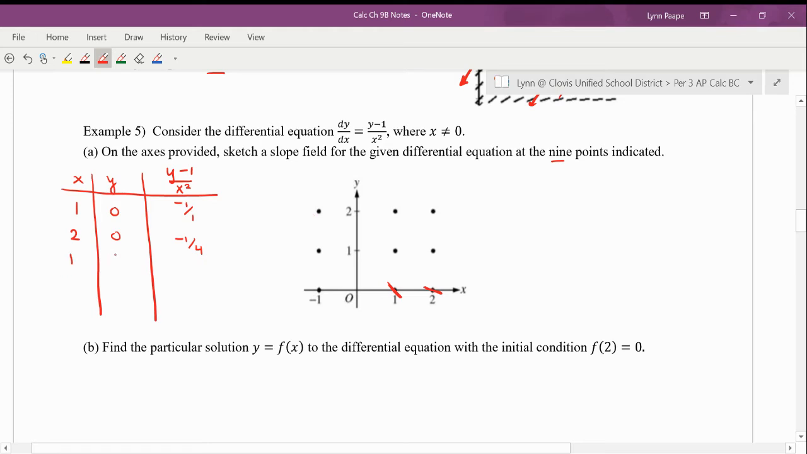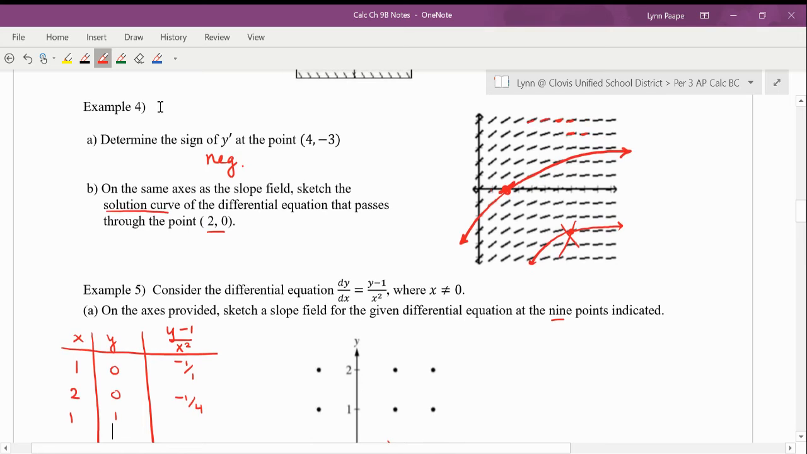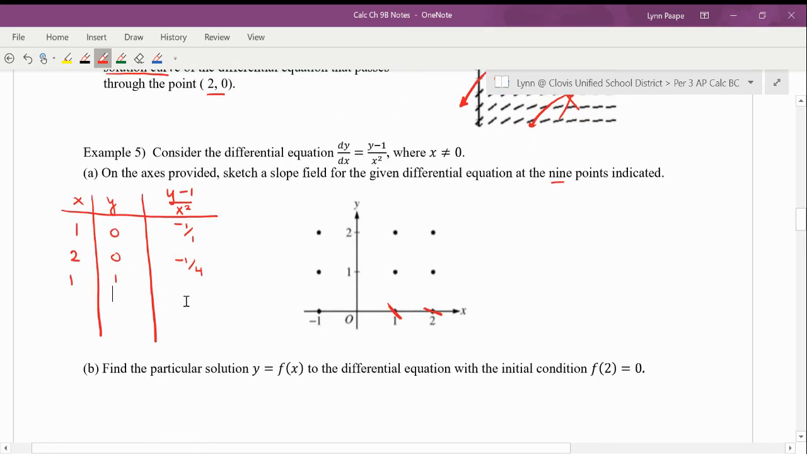And then let's move up. So at (1, 1), oops, uh-oh. Hold on, what's happening here? Okay, let me try that again. There we go. So that would be 0, just flat. In fact, everywhere y is equal to 1, I would get 0. Wherever y is equal to 1, that's pretty nice. So I would get 0 everywhere.